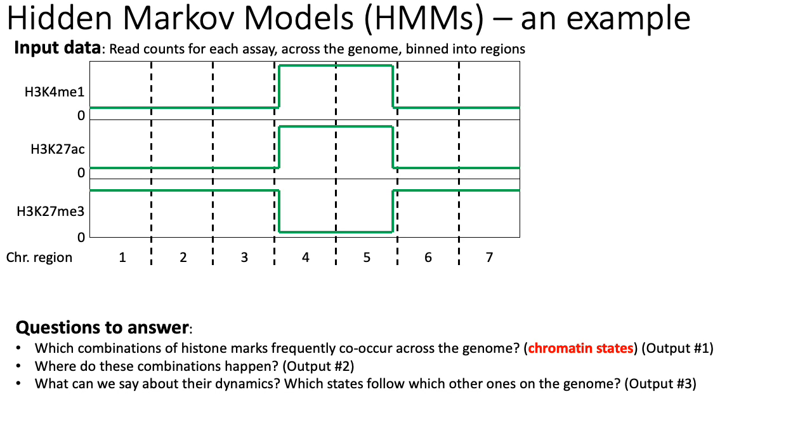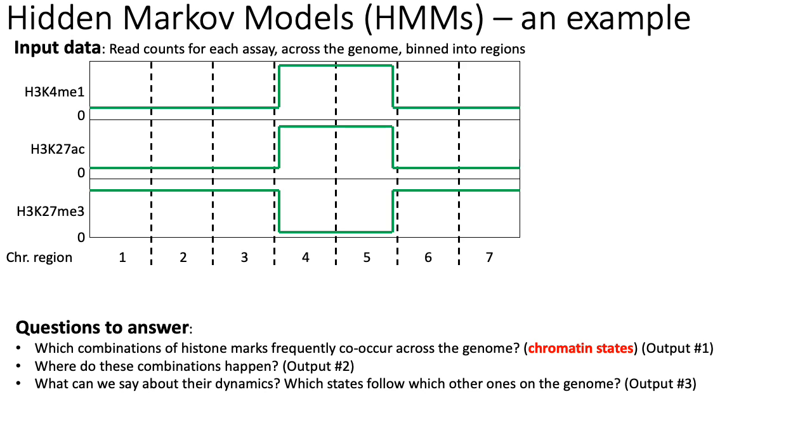And so a hidden Markov model basically tries to answer 3 questions, number 1 of which is, across the genome, what combination of histone marks frequently co-occur the most? And it basically calls each unique combination of histone marks that you see a chromatin state. And so that's what I'll call output number 1 that we'll discuss in the next few slides.